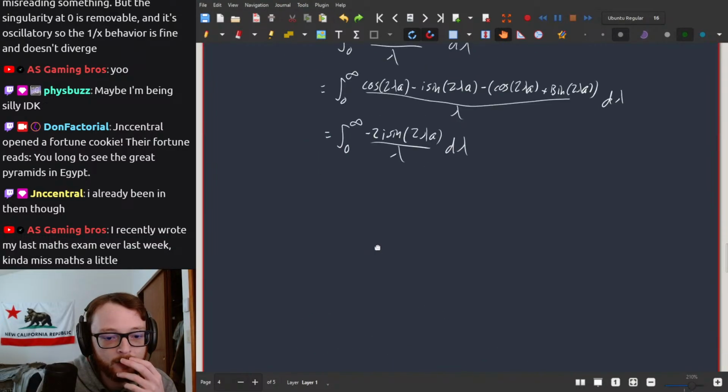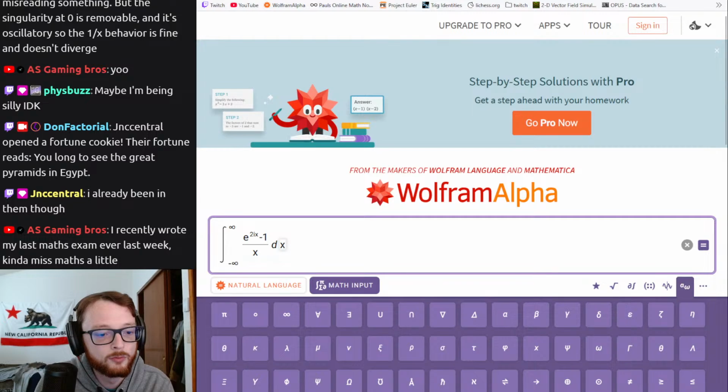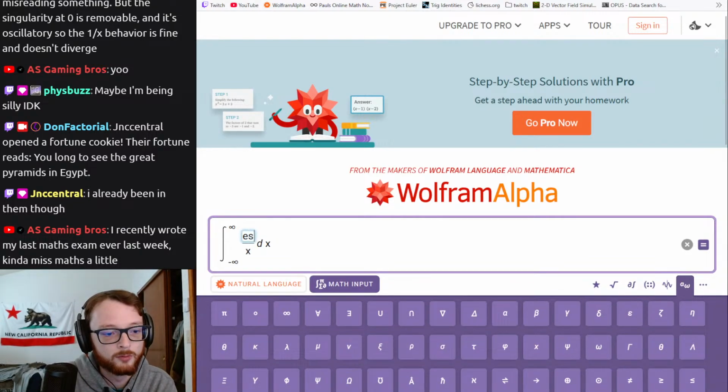What integral was I giving it? I was giving it this. Sine 2x... what was it? I was going to say sine 2x over x.